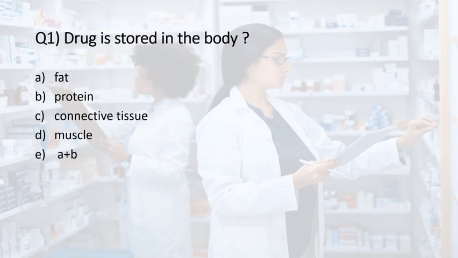Question 1: where is the drug stored in the body? A. Fat. The body mostly consists of fat. B. Protein. Hormones and enzymes are made of protein. C. Connective tissue, which means bones. D. Muscle. Drugs are not stored in the muscles. So the correct answer is A plus B. The drug is stored in the fat and protein.